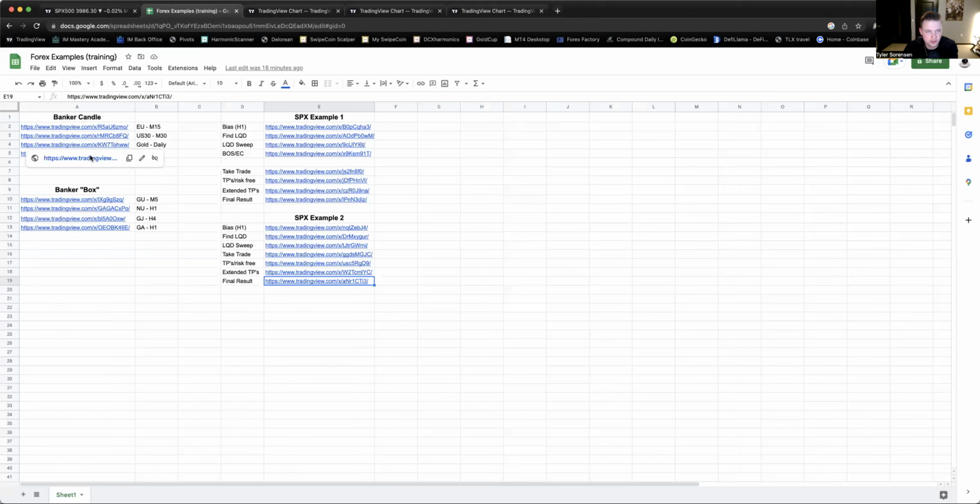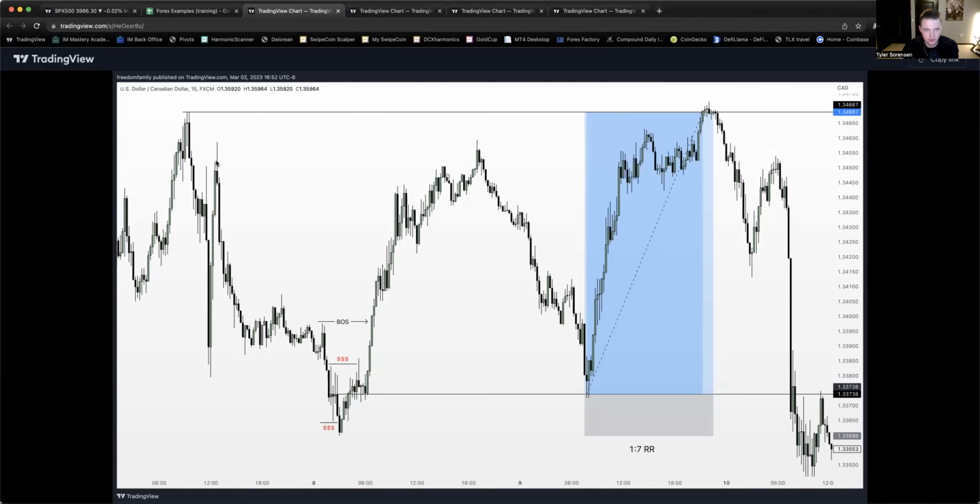And then the last one here, guys, is USD CAD on the 15-minute time frame. So here you see price push down, right? You have liquidity above these highs.